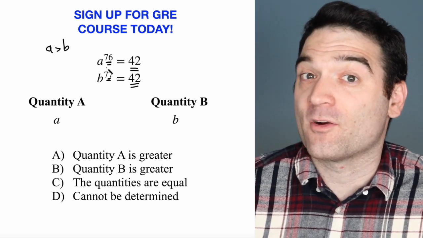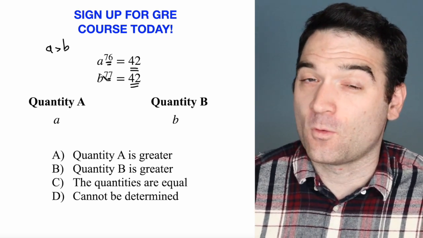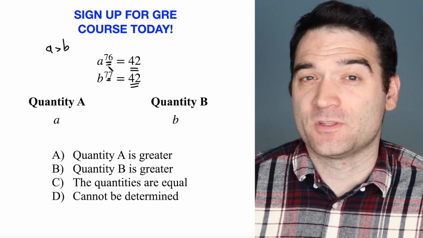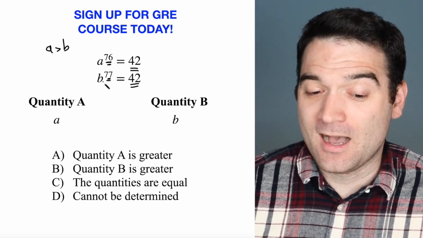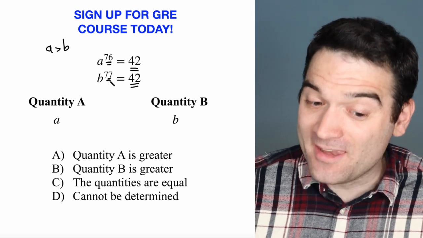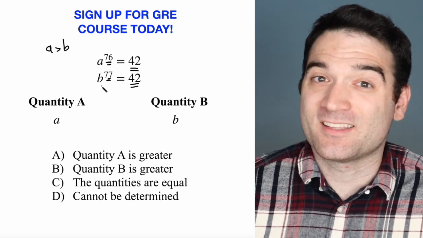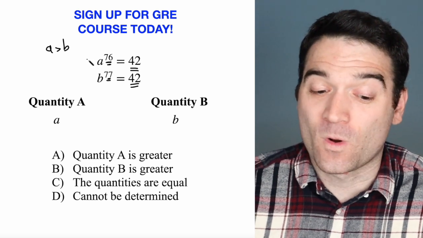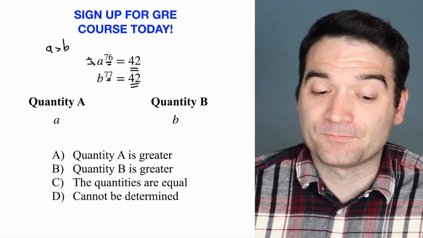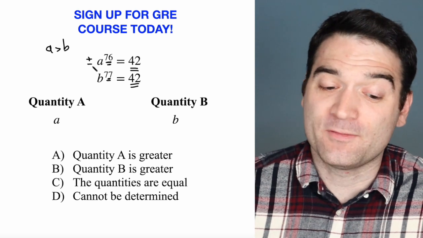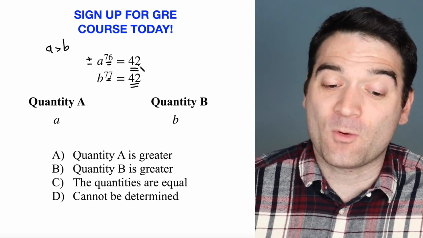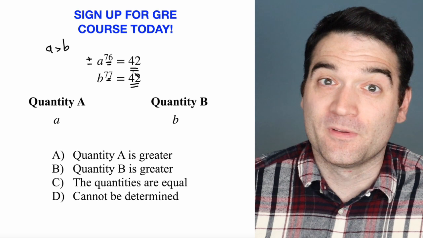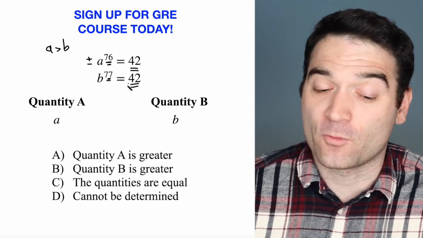Think of raising something to the power of 2, right? If I raise 2 to the power of 2, it's 4. If I raise negative 2 to the power of 2, it's 4. Whereas with odd exponents, it retains the sign. So for A, this could have been a positive or a negative number, right? I raised it to the power of 76, and it got me to 42.